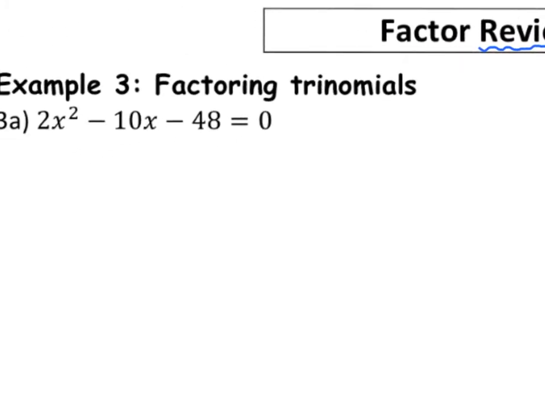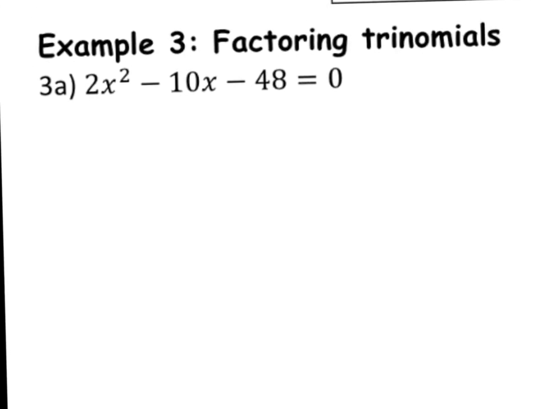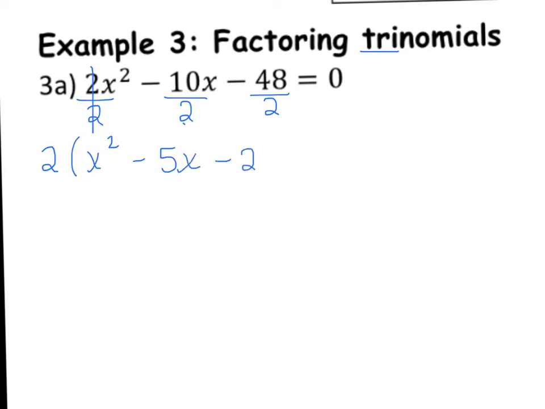So let's factor 3a. These are trinomials, which means we have 3 terms. That means after we look for a GCF, then we can factor it pretty quick, hopefully. So for a GCF, it looks like we can divide all those numbers by 2, and they don't all have a letter. So I'll write the 2 out front, and I'll write the leftovers. 2 divided by 2 is 1. Negative 10 divided by 2 is negative 5 with an x. And negative 48 divided by 2 is negative 24.